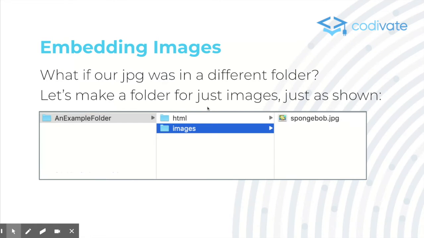Since our HTML file is inside of the HTML folder, first we use the dot slash to go into the same level. So we're over here, and then images. We would use the images folder and then a slash to go into the images folder. And then finally, we would get our image.